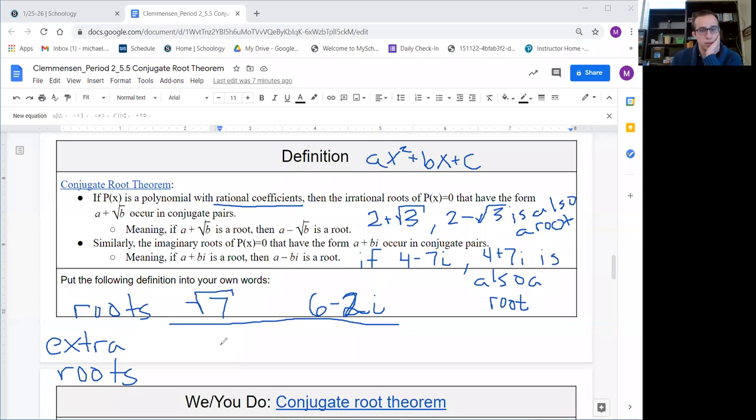The answer that someone gave me that was correct was the negative square root 7 and then 6 plus 2i. It's that simple. All I do is I change my sign. Change the sign. It was a positive, now it's a negative. It was a negative, now it's a positive. Now that we know that we all don't seem to know what we're doing, does anybody have any questions on this?